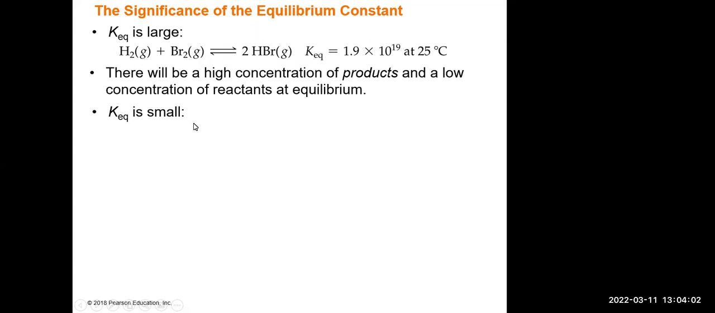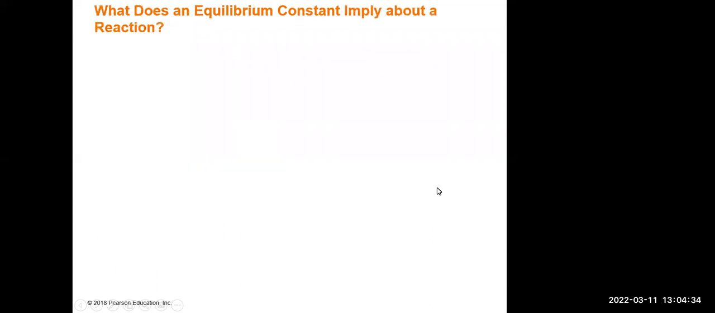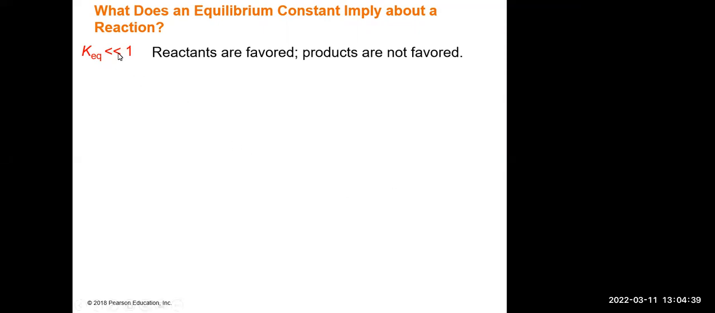When the KEQ is small, usually we say smaller than one, even though this number is really much larger than one, and some numbers will be much smaller than one. So here is one example. This is much smaller than one because it's 10 to the negative 31. So that means this reaction pretty much does not proceed from left to right. You will have a lot of reactant left over at equilibrium. So there will be a high concentration of reactant and low concentration of product at equilibrium. And so as we saw before, with KEQ much smaller than one, reactants are favored, products are not favored.